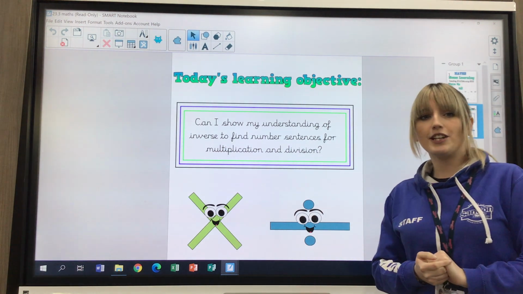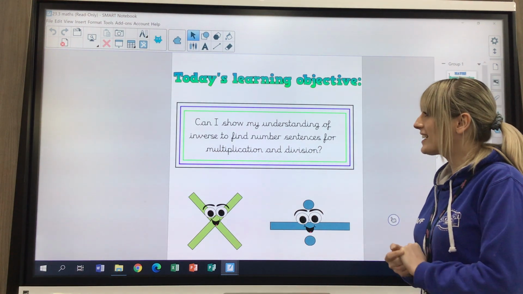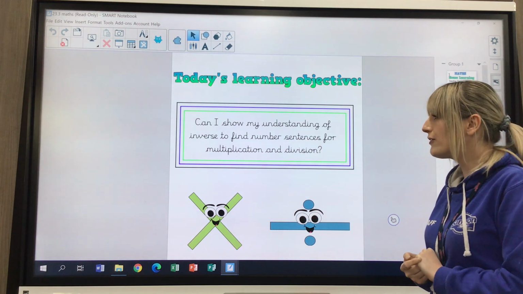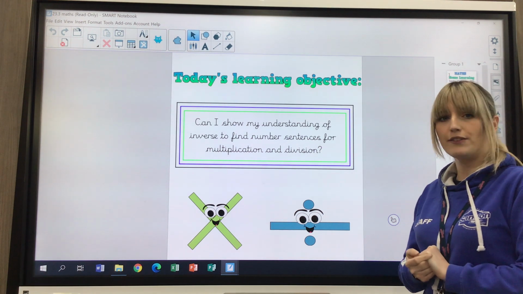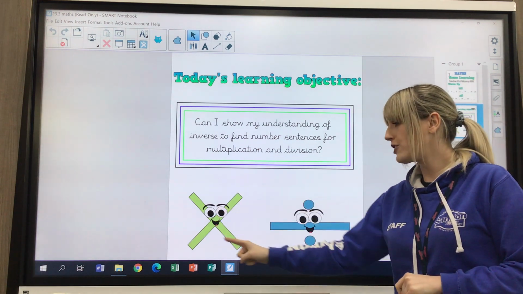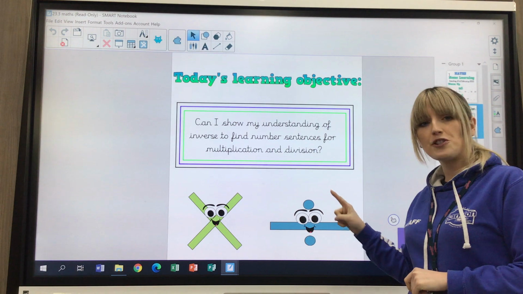On to today's learning objective then. It says, can I show my understanding of inverse to find number sentences for multiplication and division? So here we've got our multiplication sign and our division sign.